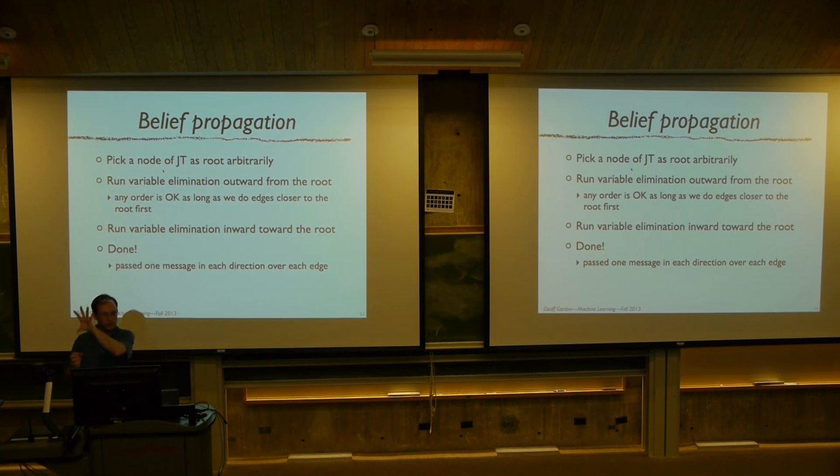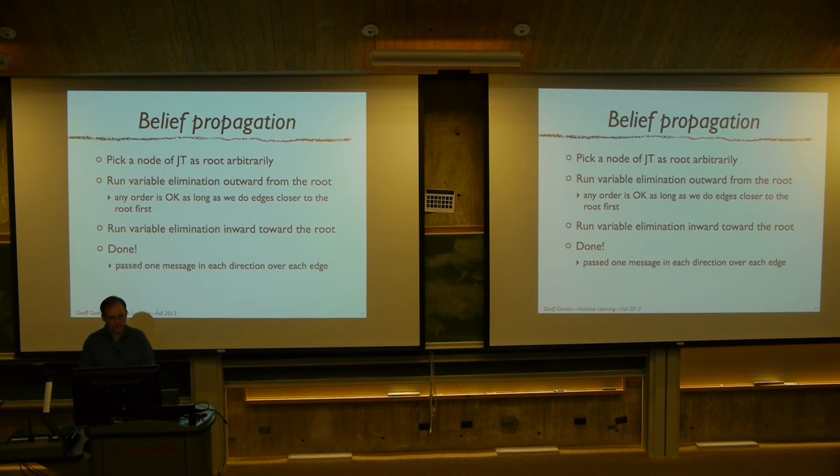The first order is going to be to start at the root and eliminate things outward until I get to the leaves. And, sorry, I have this backwards in the slide. What we want to do is the opposite order. So the first thing is to run variable elimination inward toward the root. So it doesn't matter what order as long as we eliminate every far edge before we get to the nearer ones. So I can pick any leaf to eliminate first, and then any leaf, and I keep eliminating leaves until I get to the root.